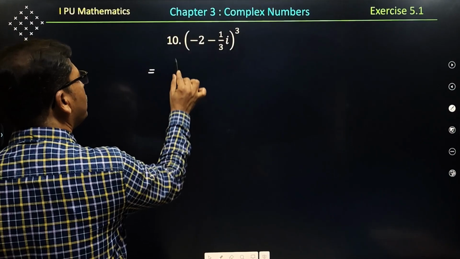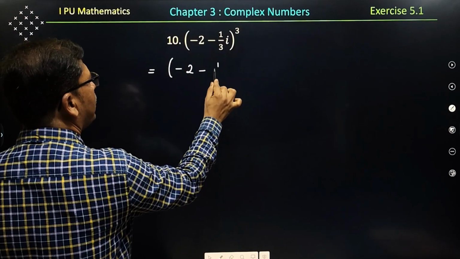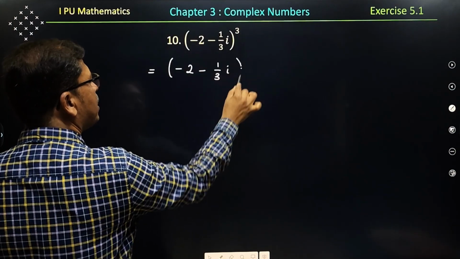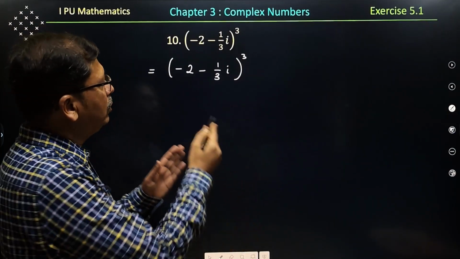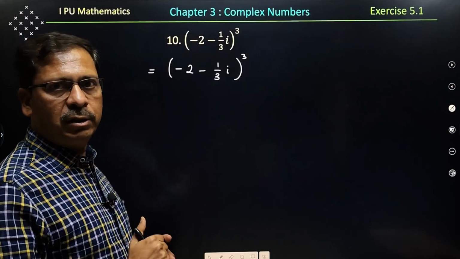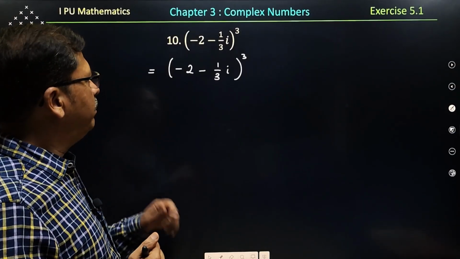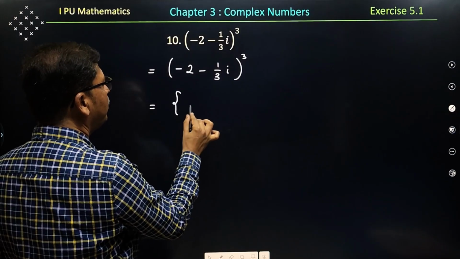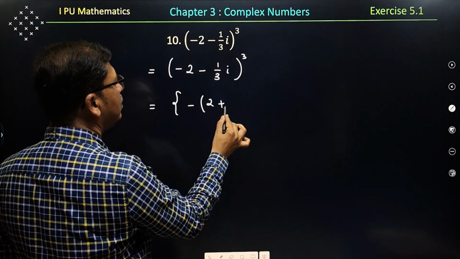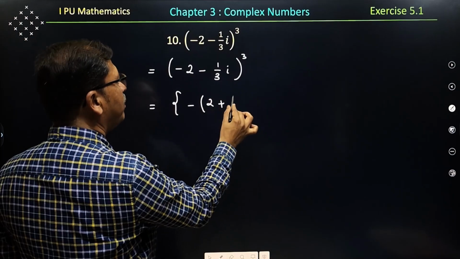Minus 2, minus of 1 by 3i, which is raised to the power 3. Here, from both the terms, that is minus 2 and minus 1 by 3i, I would like to take the minus sign outside. If you take the minus sign outside, what happens? 2 plus 1 by 3i remains.